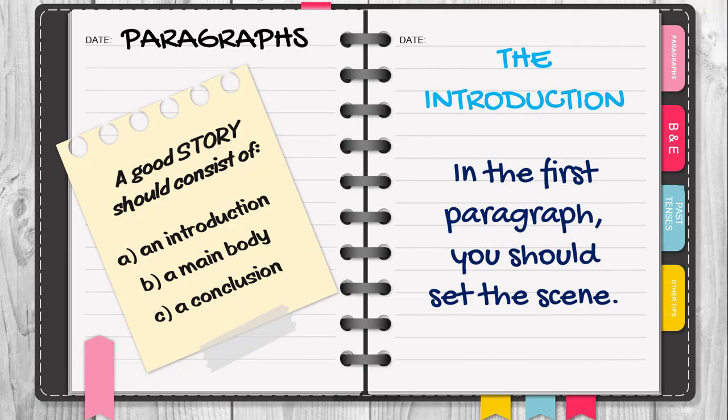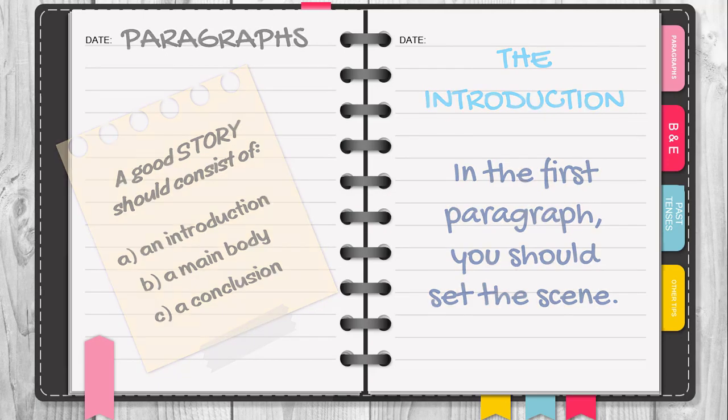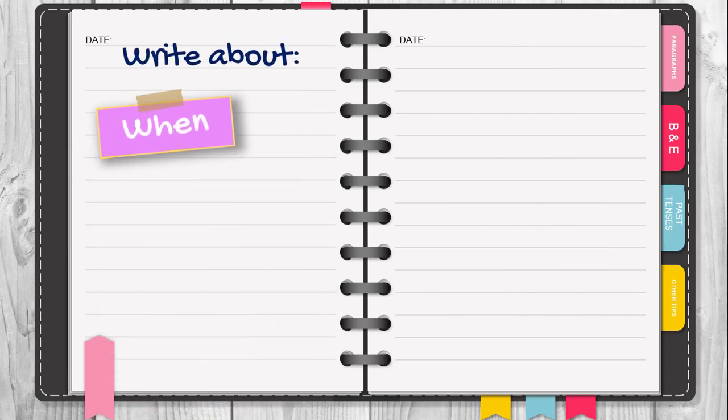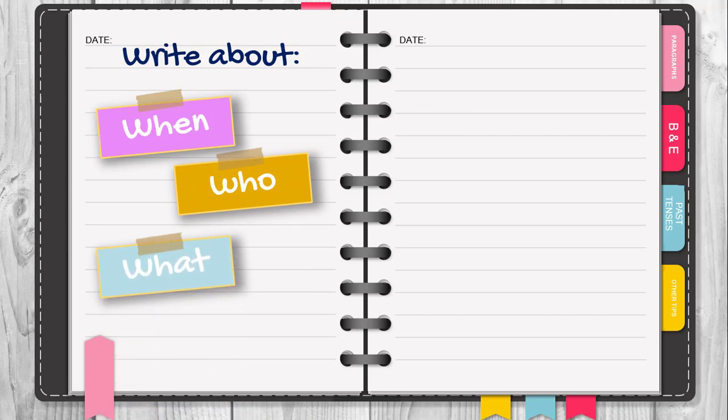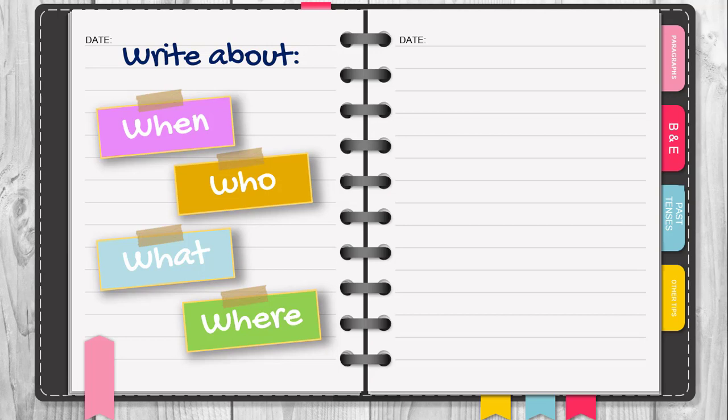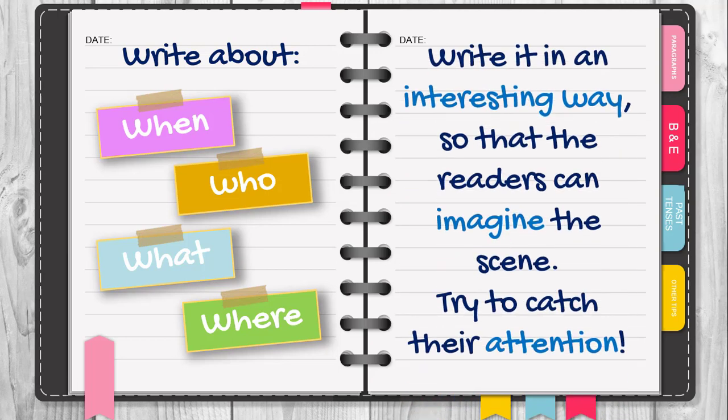In the introduction, which is the first paragraph, we should set the scene. And that means that we have to write about when the story happened, who was involved in the story, what happened, and where it happened. It's important to write it in an interesting way so that the readers can imagine the scene. So try to catch their attention.